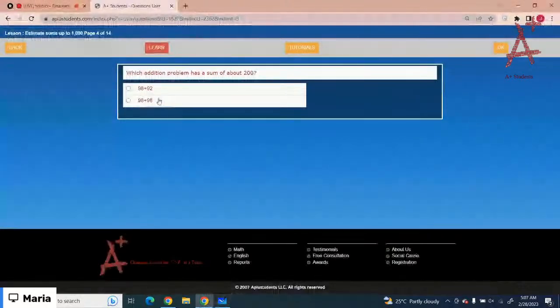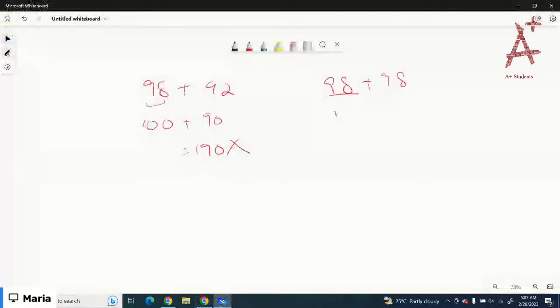The other option is 98 plus 98. Got it? So 98 is rounded off to 100. And again, 98 is rounded off to 100. So 100 plus 100 makes 200. That means the second option sums to 200. Got it?